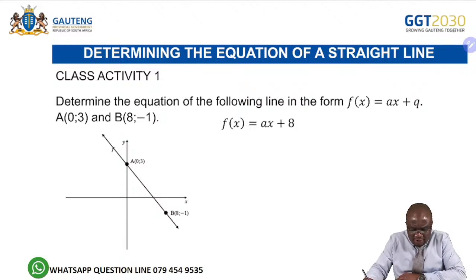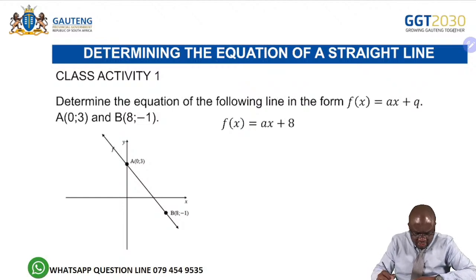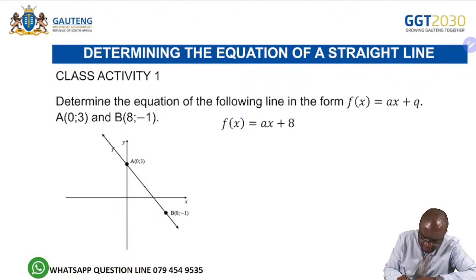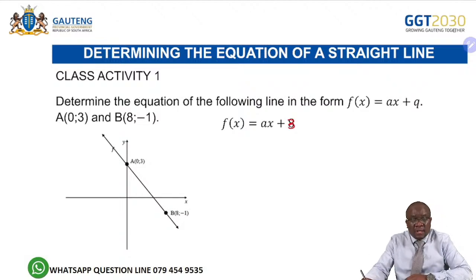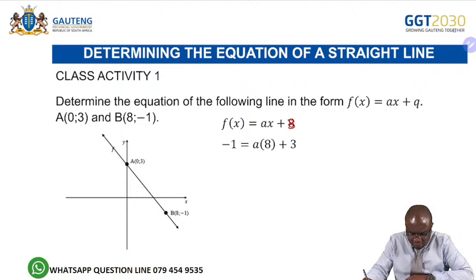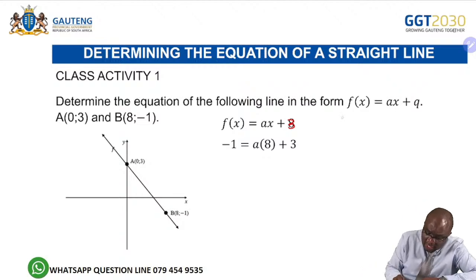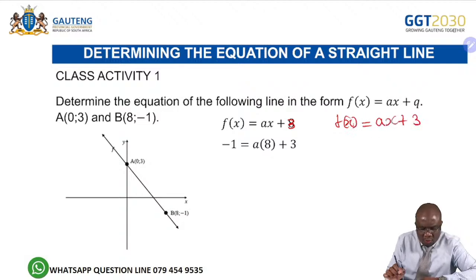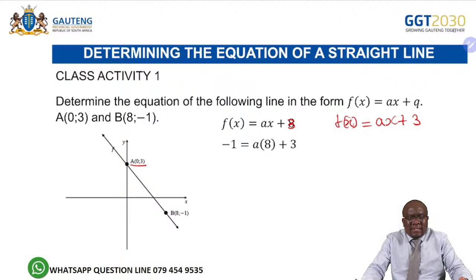Right, so now f of x is equals to ax plus 8. Where's the 8 coming from? Should be 3. Okay, right, that was a mistake. So it means f of x is equals to ax plus 3. Where is the 3 coming from? That's the y-intercept. So we've used the point A. We have used point A.